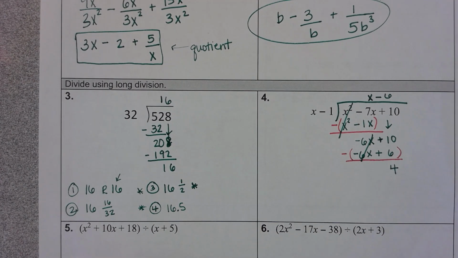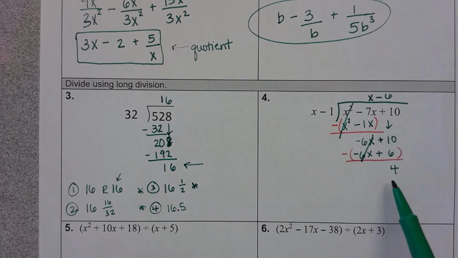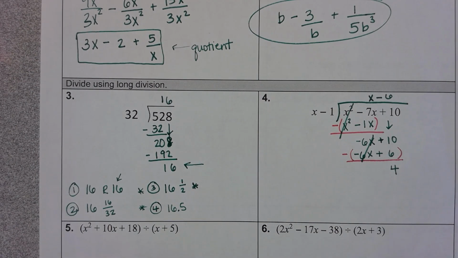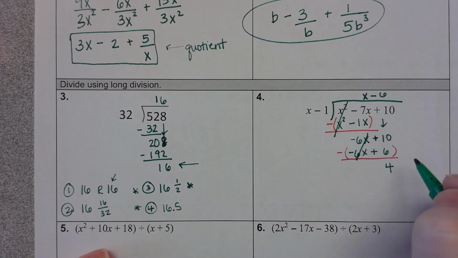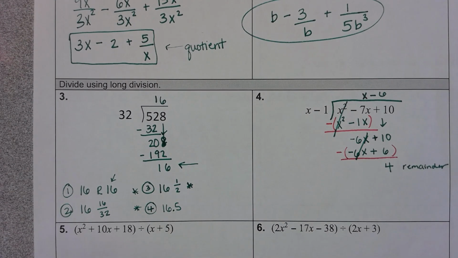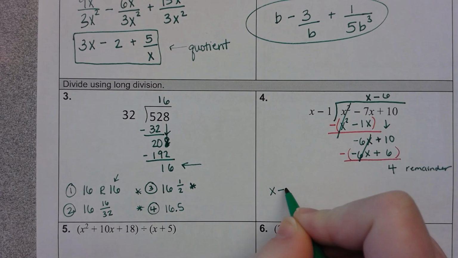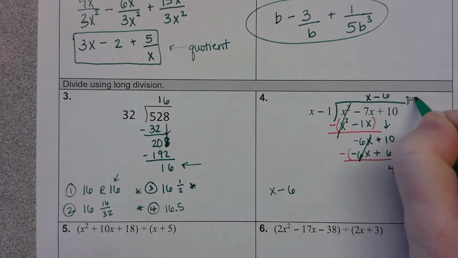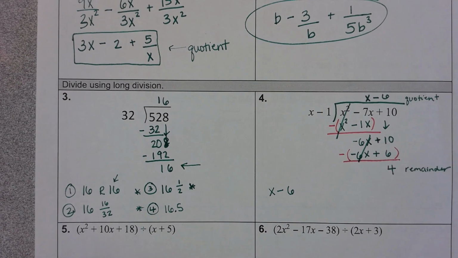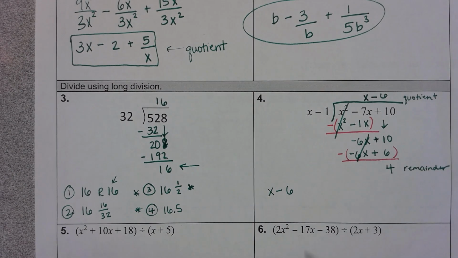And now I'm at the point where I was right here, where x doesn't go into 4, right? There's no variable terms left over for me to work with. So this is my remainder. Now, just the same way we had multiple different ways of writing our remainder over here, we do when we have polynomial division as well. So my quotient is x minus 6, right? This is my quotient. It's my answer. But it doesn't go in evenly, so it's not just x minus 6. It's x minus 6 with a remainder of 4.